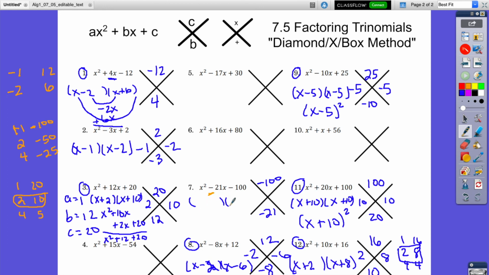Draw your 2 parentheses, and then we're going to put x plus 4, and then x minus 25. All right.